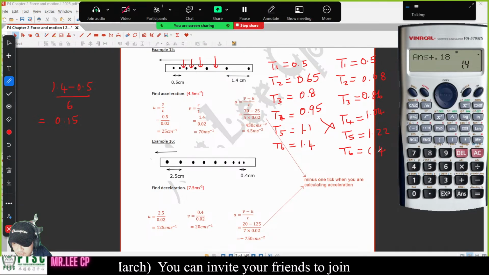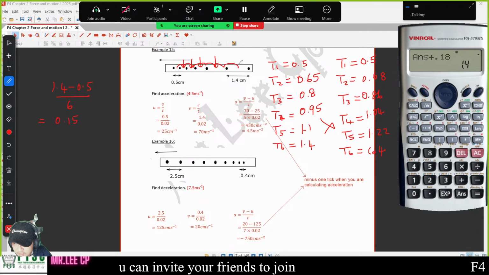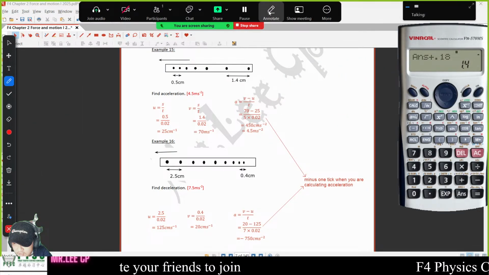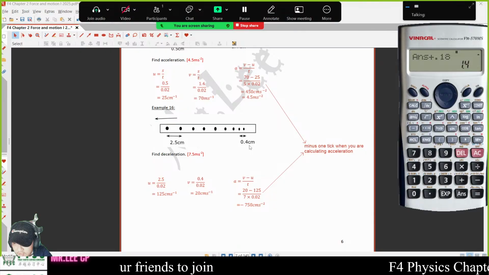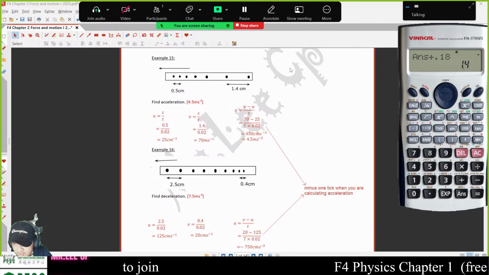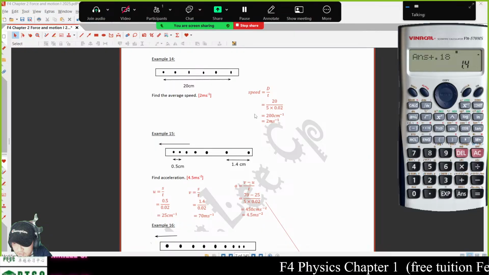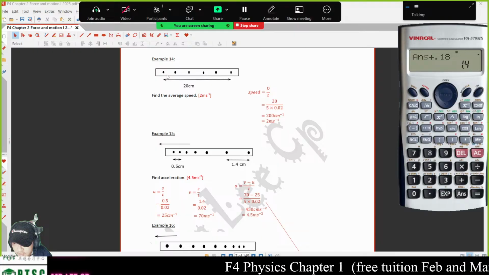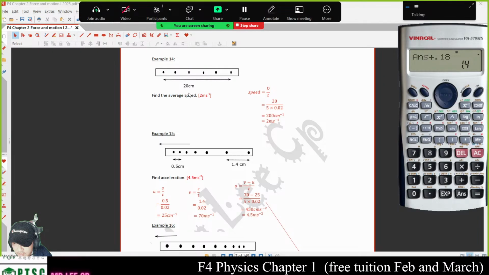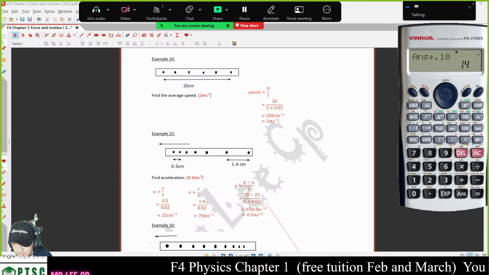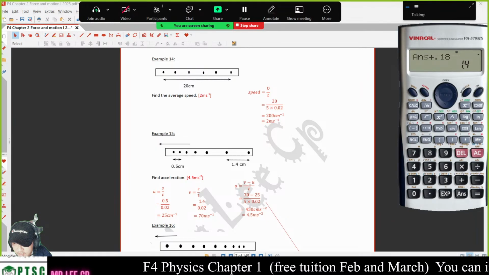So that's why I need to minus 1. They find the difference from here. Do you get what I mean here? Okay. All right. Is that okay? So when calculating acceleration only, minus 1 group, minus 1 tick. If you are doing velocity, this one you don't minus at all. 1, 2, 3, 4, 5, you don't minus, because we are doing velocity, we are doing speed. Okay? We don't do that one.